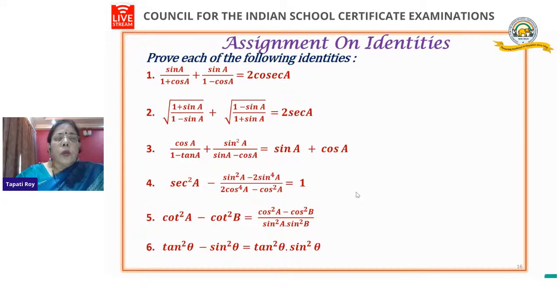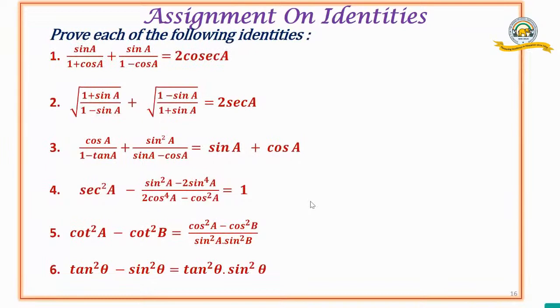Each one copying down, think. Square root of 1 plus sine A by 1 minus sine A plus square root of 1 minus sine A by 1 plus sine A equals 2 sec A. Next, cos A by 1 minus tan A plus sine square A by sine A minus cos A is equal to sine A plus cos A. Next one, sec square A minus sine square A minus 2 sine to the power of 4A by 2 cos to the power of 4A minus cos square A equal to 1.